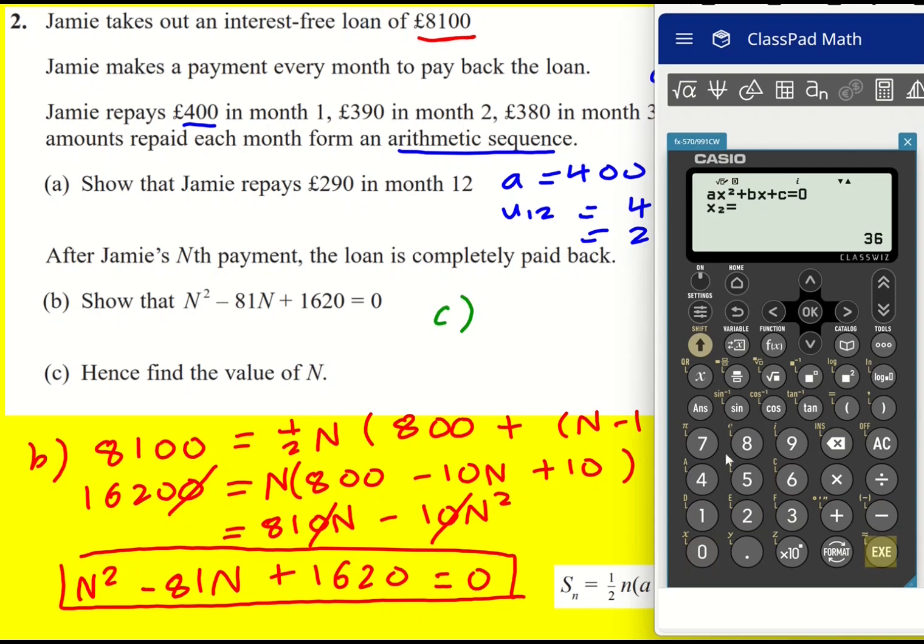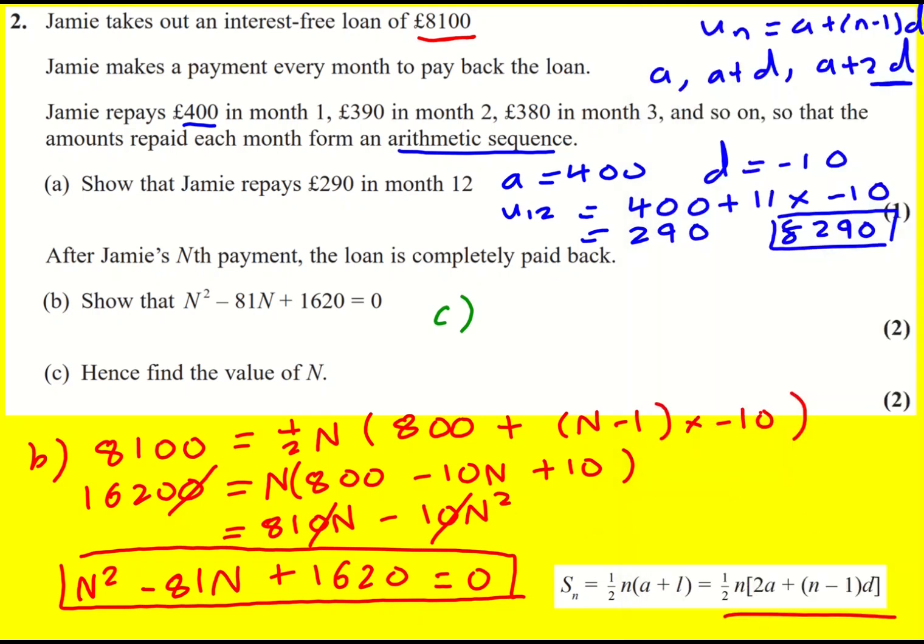And we get 45 and 36. So you could even use that to now factorize. (n minus 45)(n minus 36) is going to equal 0. So n equals 36 or 45.